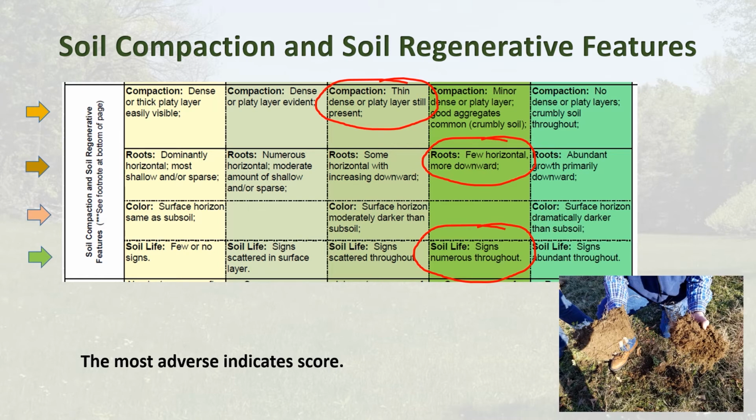Again, choose the most adverse subfactor for deciding the score based on roots and compaction being the primary indicators and considered first, and then soil color and soil life as secondary indicators where appropriate. In this case, since there was a compaction issue, that subfactor dictates the score of this indicator, so it's going to be a 3.